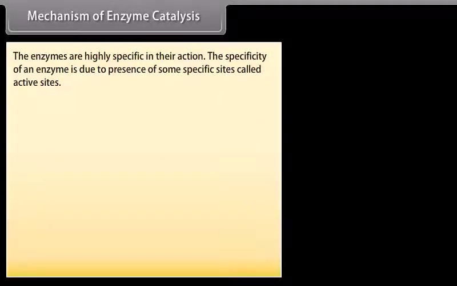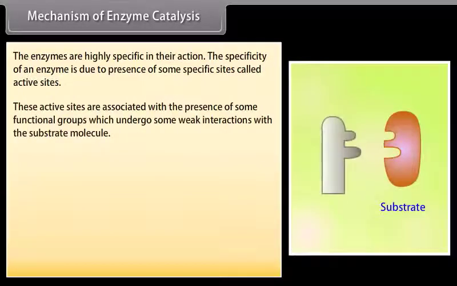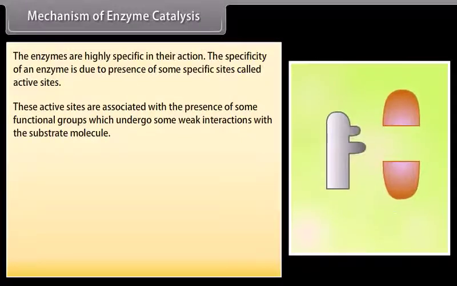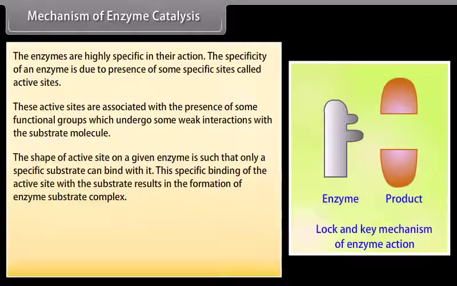Mechanism of enzyme catalysis. Enzymes are highly specific in their action. The specificity of an enzyme is due to the presence of some specific sites called active sites. These active sites are associated with the presence of some functional groups which undergo weak interactions with the substrate molecule. The shape of the active site on a given enzyme is such that only a specific substrate can bind with it.